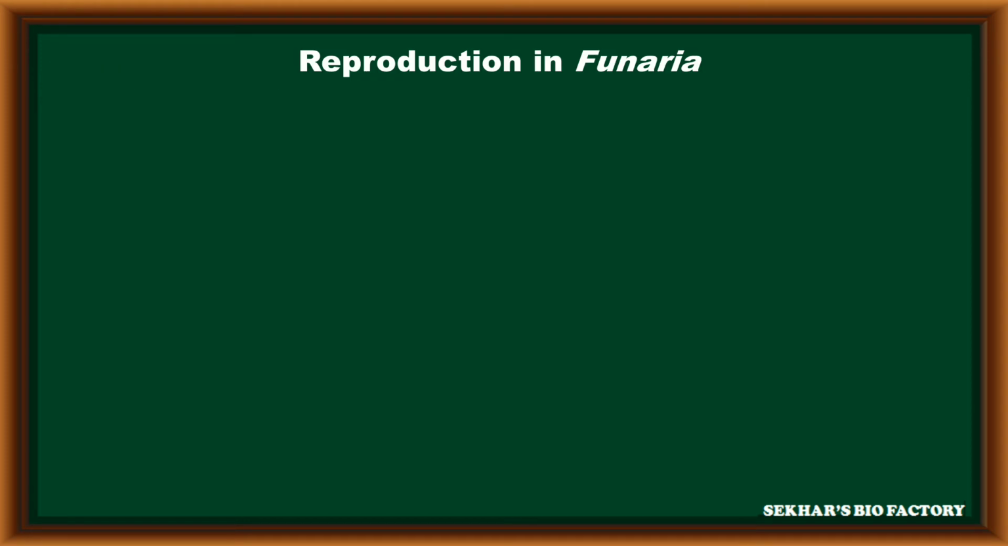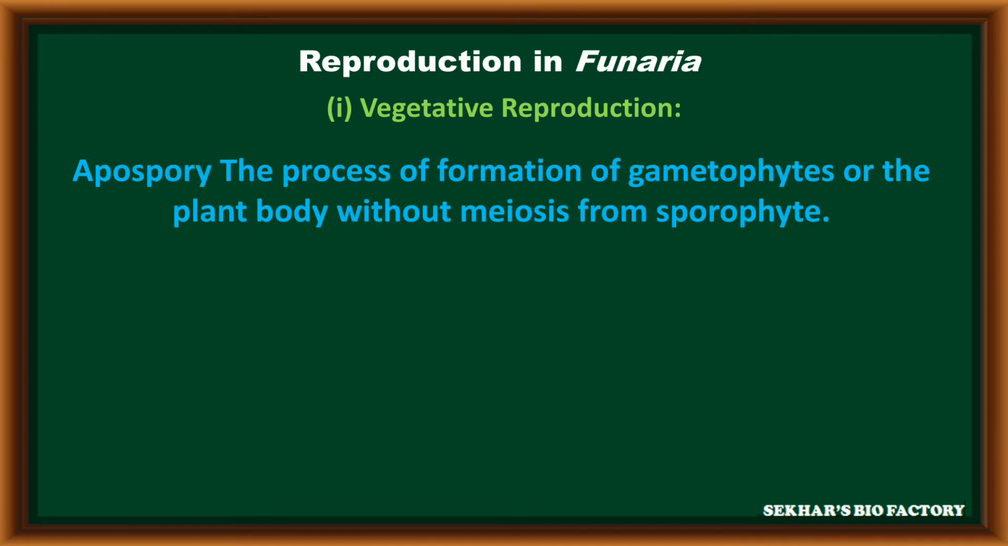During reproduction in Funaria, vegetative reproduction takes place with the help of different methods. In this, apospory is one of the methods. In this process, the formation of the gametophyte or plant body without meiosis from the sporophyte takes place. It is considered one of the vegetative reproduction methods in Funaria.